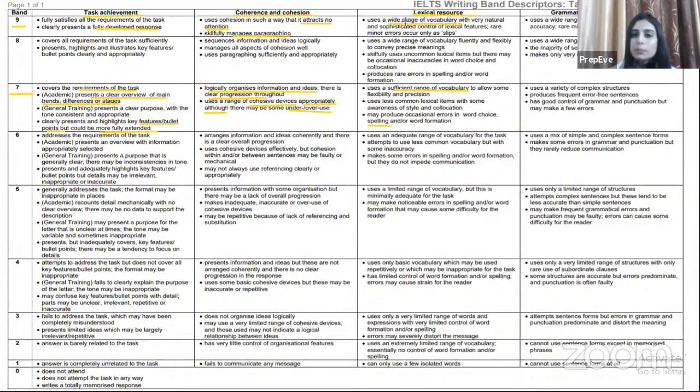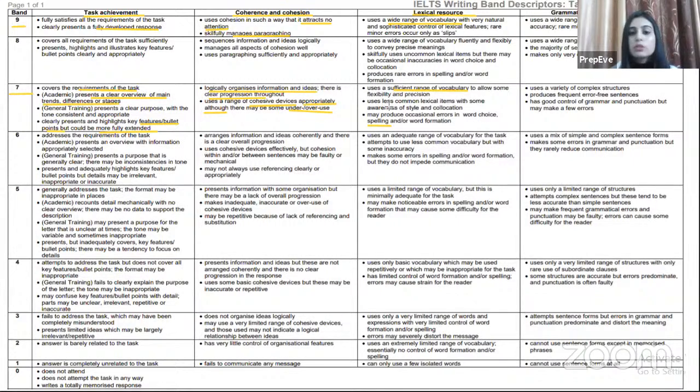Even if you're using simpler words, it's completely fine as long as you're showcasing a wide range of vocabulary. So that's something that should be clear in your minds. It's not about using complex words, it's about using different words. Okay, so uses sufficient range of vocabulary. That's for 7. For 9, it's wide range of vocabulary.